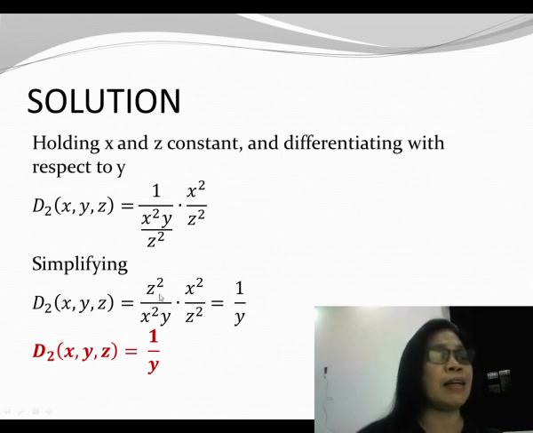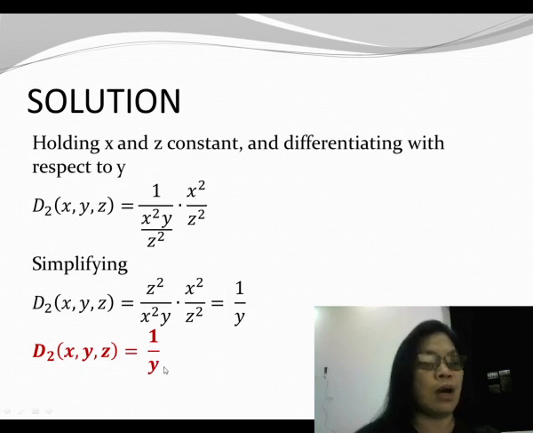So this is your answer as the derivative of u, which is x squared over z squared. Then simplifying again, we multiply by the reciprocal of the denominator, and that will be z squared over x squared y, multiplied by the derivative of u. Here we can reduce the z squared and the x squared, so remaining is simply 1 over y. So the partial derivative of the function with respect to y is simply 1 over y.